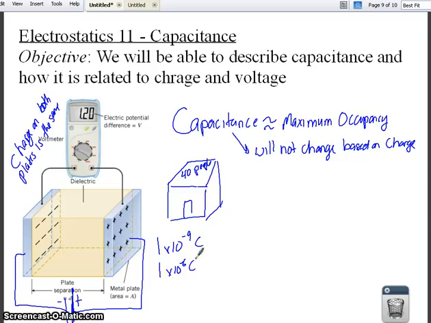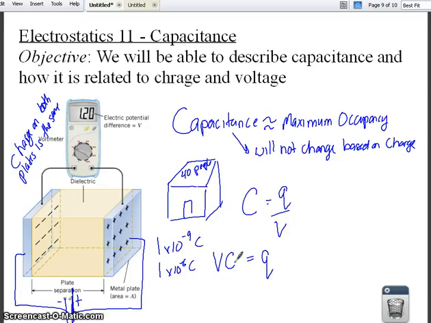Okay, a stronger battery will fill up the other plate. So a stronger battery will get the capacitor to maximum occupancy, but the capacitance doesn't change. Only charge and voltage change. So this is where we get our equation, where capacitance is equal to charge over voltage. Or a more common form of the equation, actually, charge equals voltage times C. A little bit easier to work with that way sometimes, to get rid of the fraction.